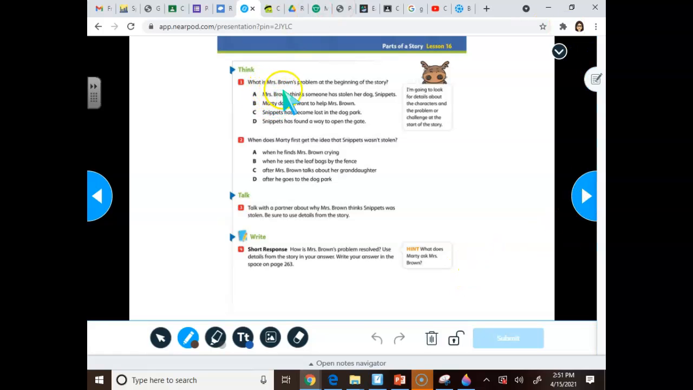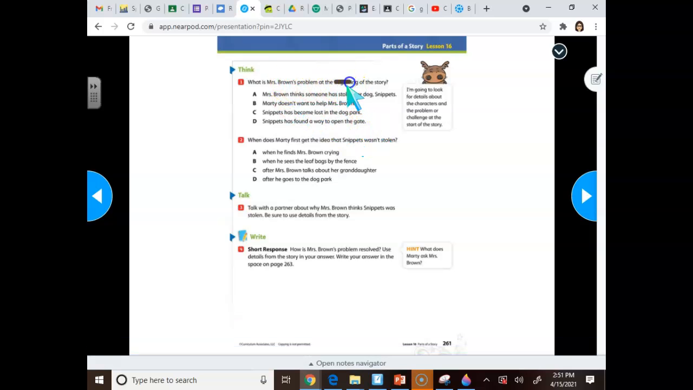All right, what is Mrs. Brown's problem at the beginning of the story? Mrs. Brown thinks someone has stolen her dog, Snippets. Marty doesn't want to help Mrs. Brown. Snippets has become lost in the dog park. Snippets has found a way to open the gate. All right, we're looking at the beginning of the story.